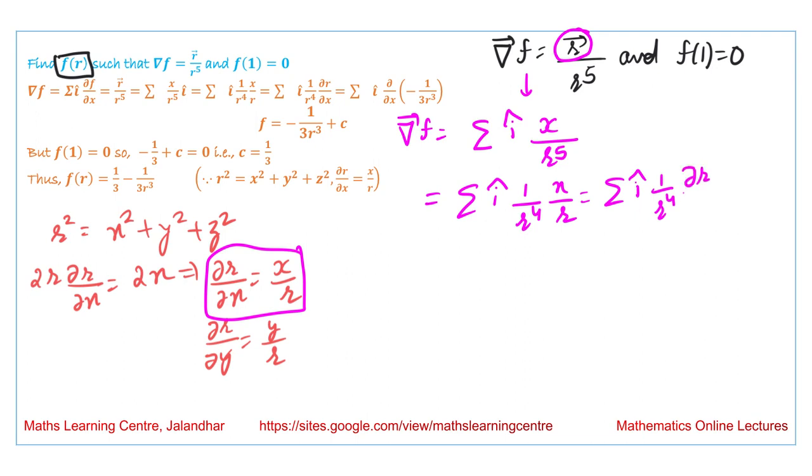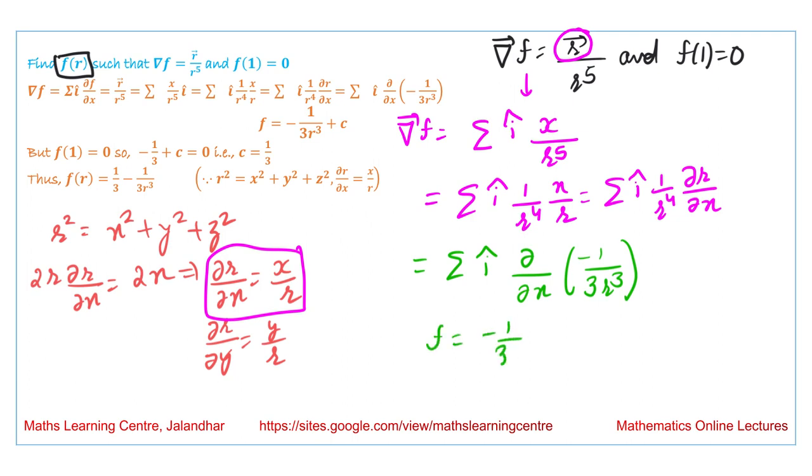and the value we have over here is ∂r/∂x. Now we can write this as sigma i cap ∂/∂x of 1 by r raised to the power 4 ∂r. We are saying this is equal to minus 1 by 3r cube. So the function f we have is equal to minus 1 by 3r cube plus some constant c. This is the value of f of r that we have.